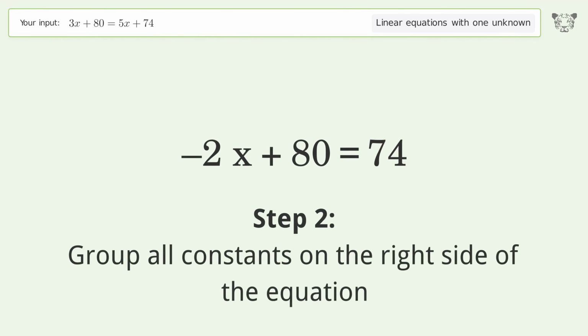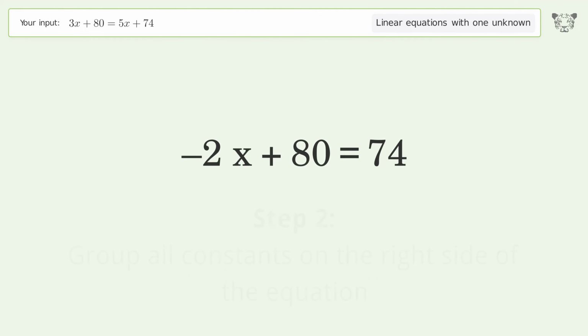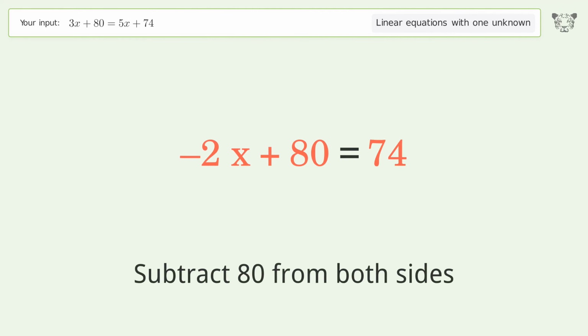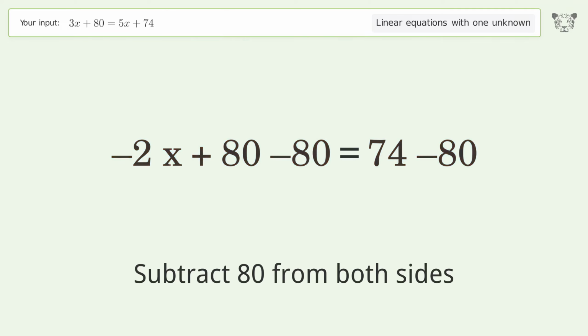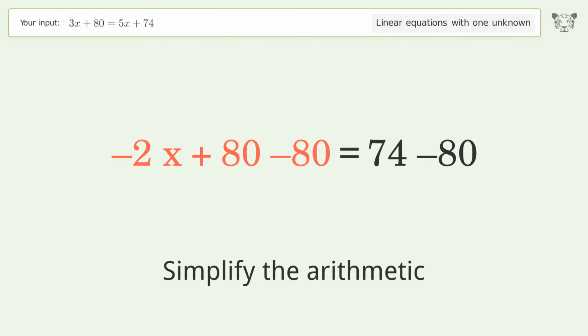Group all constants on the right side of the equation. Subtract 80 from both sides. Simplify the arithmetic.